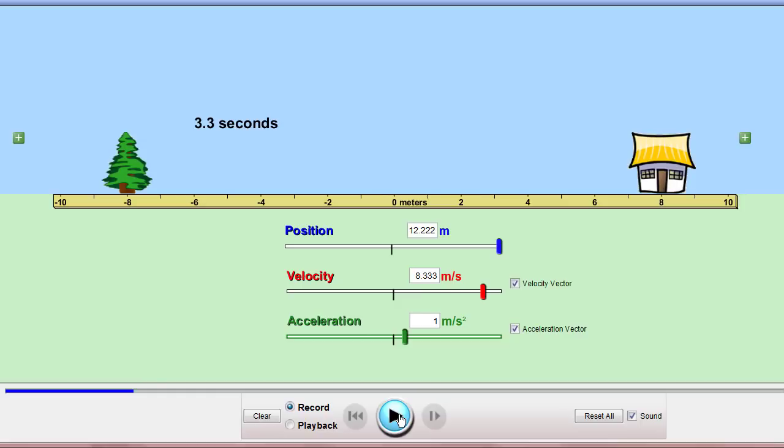Now, what did you notice? Yeah, you should have noticed that the velocity increased all the way across. The moving man was speeding up when he had a positive acceleration combined with a positive velocity. Let's go ahead and record that down. Again, keep track of what's happening.